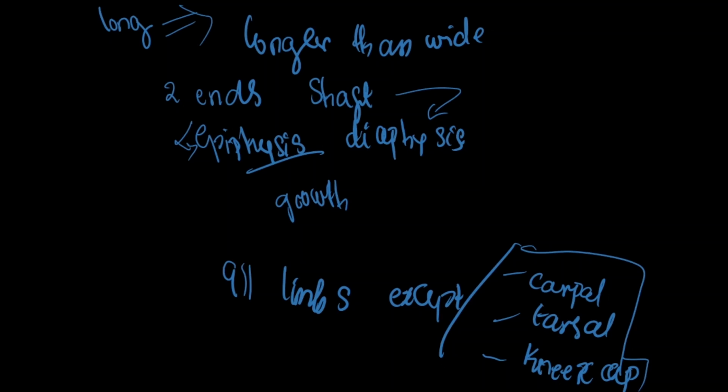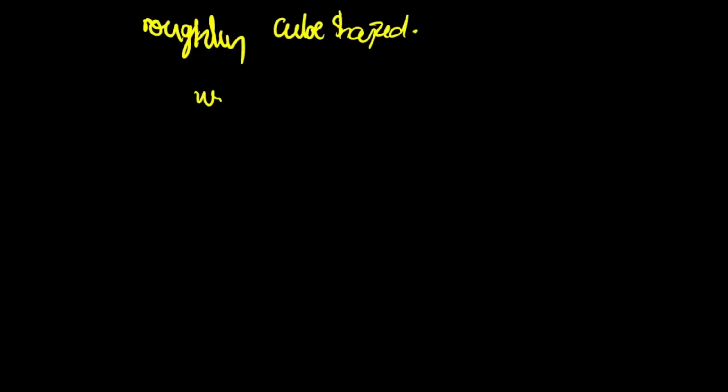Now let's take a look at the short bones. Short bones generally have a roughly cuboid shape, and these are majorly the bones of the wrist and the bones of the ankle. Now, under the short bones, we have a special classification known as the sesamoid bone.